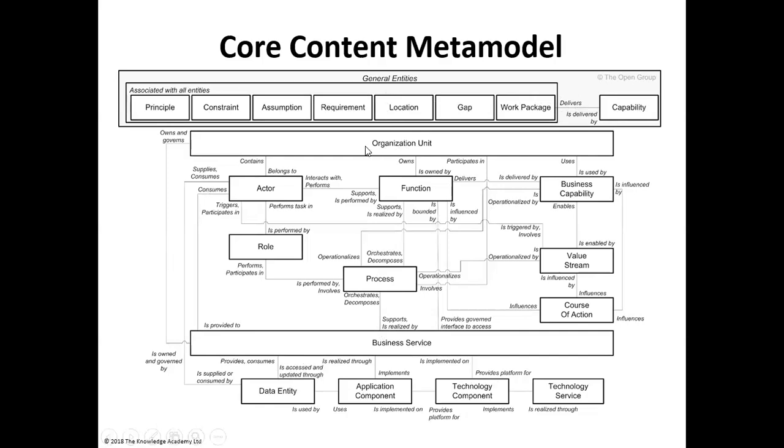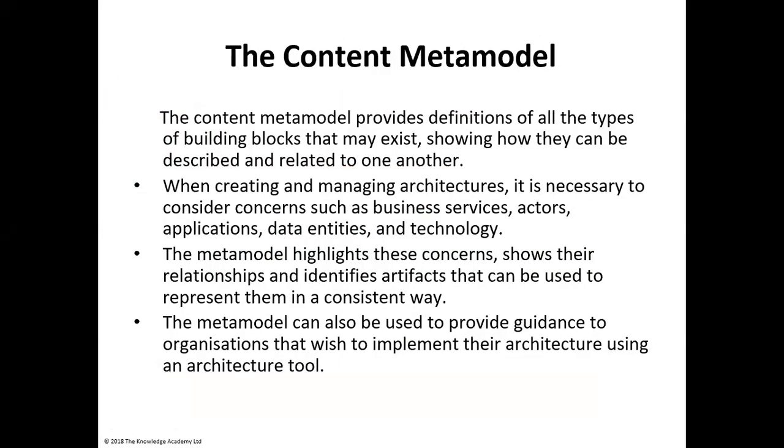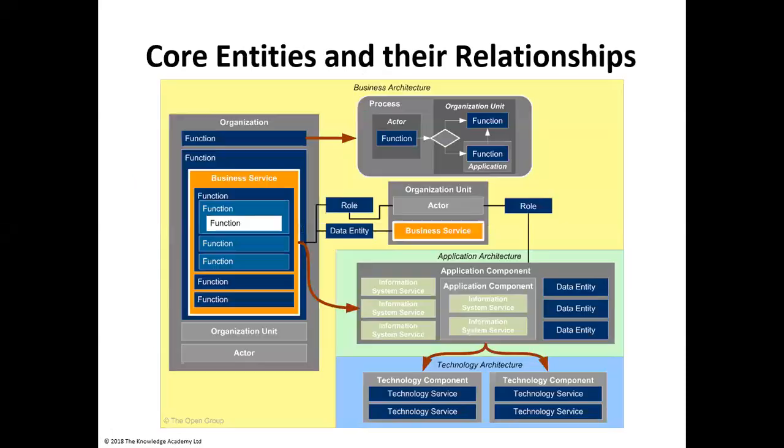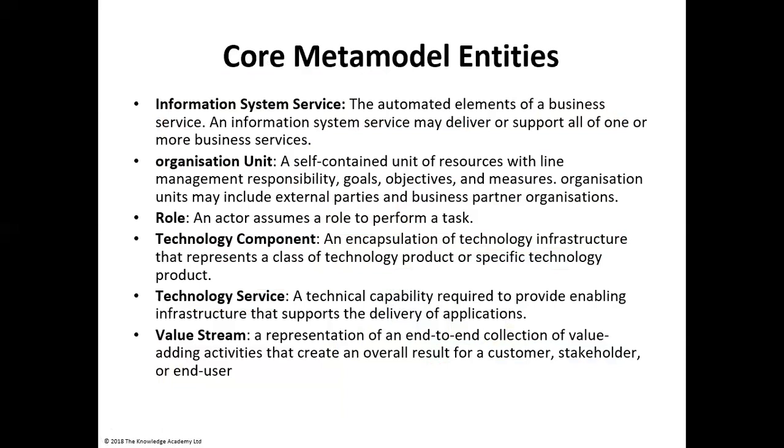So this is a basic representation of the core content meta model, which can work together to deliver the capability or the solution for the client. What exactly is a core content meta model? Core content provides definitions or detailing of all the building blocks that make it, and tells you how they relate to each other. That will help you with the architecture development.